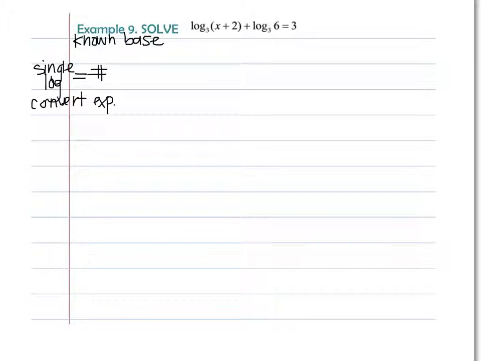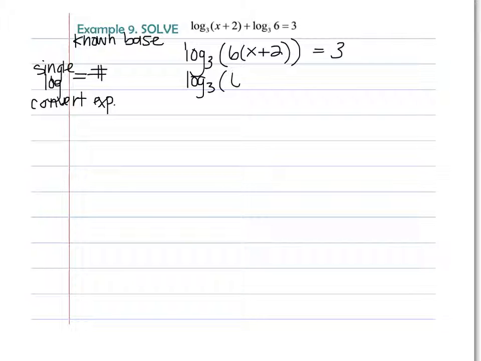So let's do all those steps right now. So here we go. On the left-hand side, there's 2 logs. We need to condense that to 1. Well, we know addition is the same as making it the product of 6 and x plus 2. So we have 6 times x plus 2. So just cleaning that up a little, we have log base 3 of 6x plus 12. Okay, so we've completed this step.